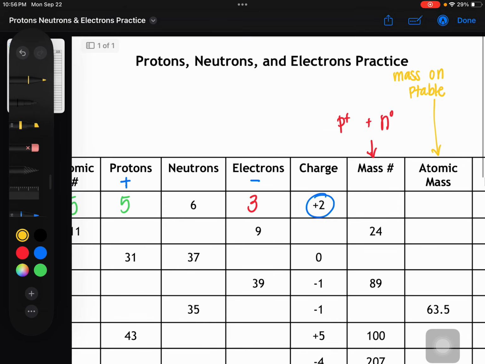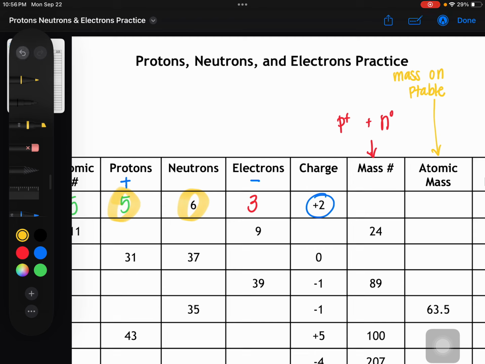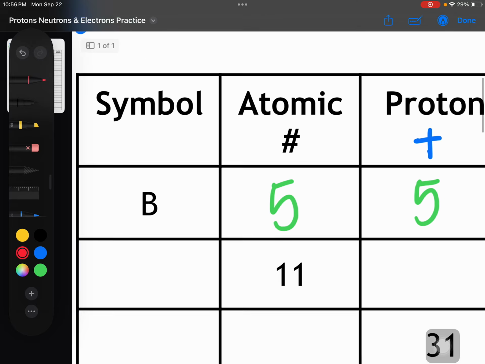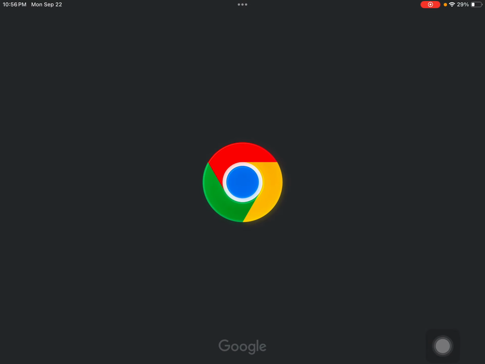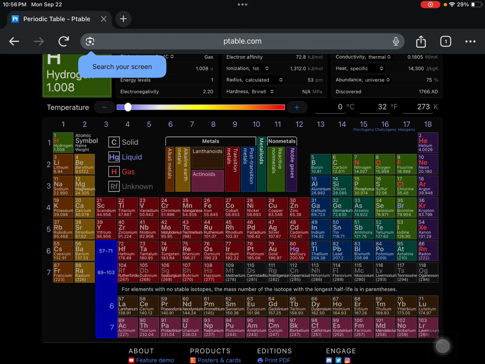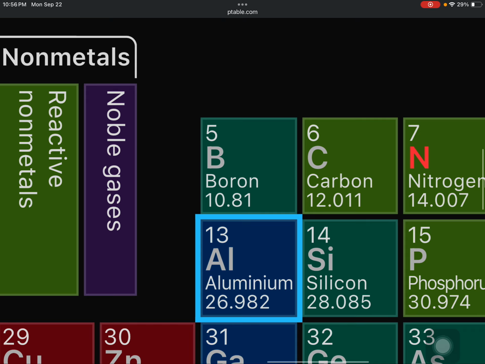So for the mass number, we're adding up our protons and neutrons, which is 5 and 6. So 5 plus 6 tells me that I have 11. Okay, let's go to our periodic table to find the atomic mass for boron. So boron is number 5. The mass is 10.81.